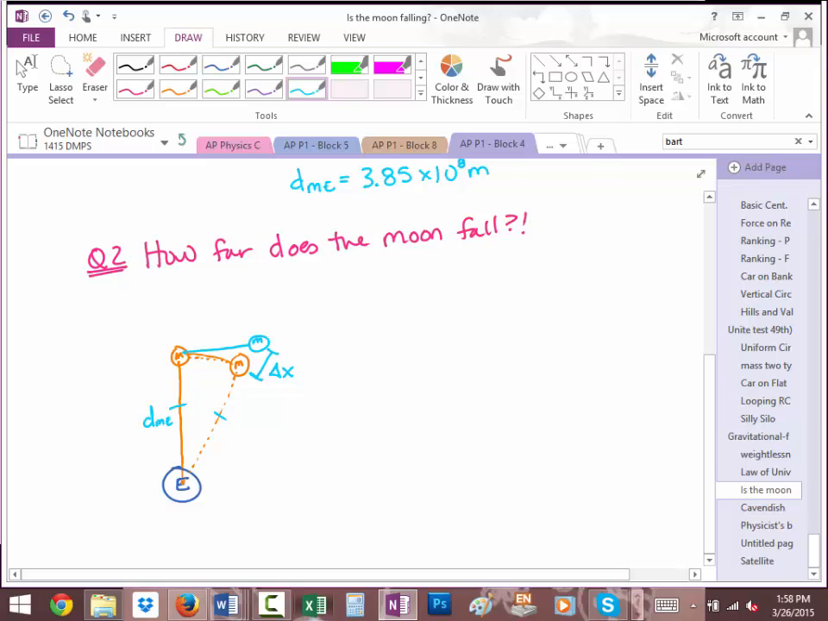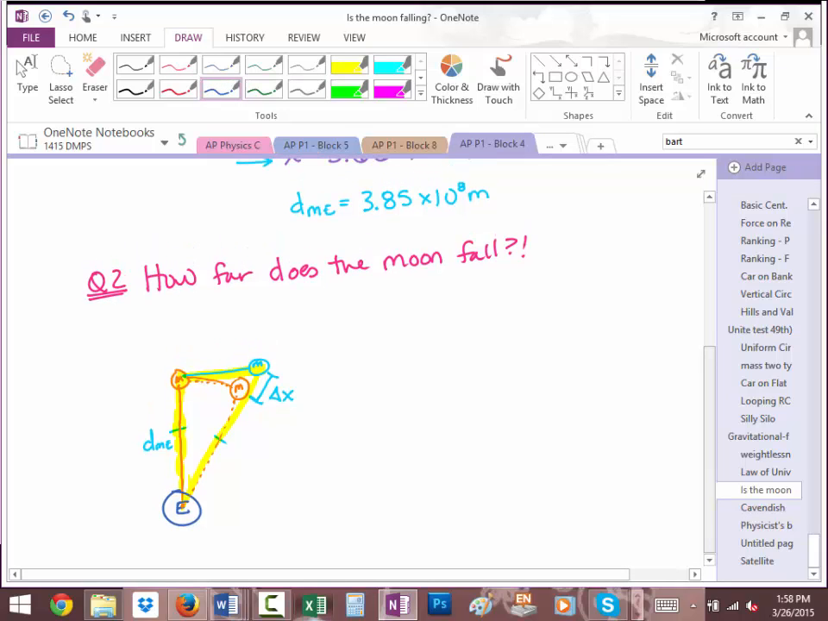Okay. We'll talk about the approach here real quick. If I look at this, and I look at this, and I look at this, what have I made here? A right triangle? Okay? I know the distance between the moon and the Earth. I told you that a minute ago. It's right there, that 3.85 times 10 to the 8th. I want to know that little delta x. How am I going to find that little delta x?